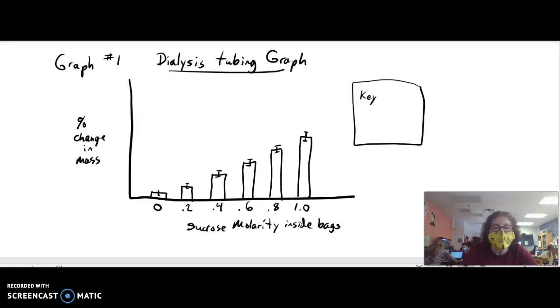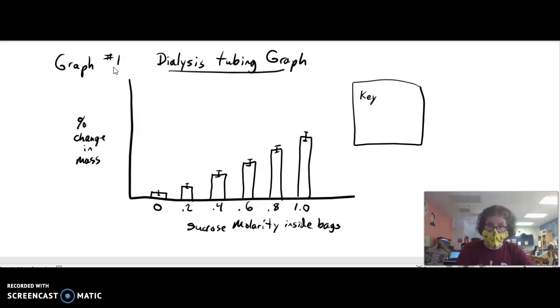Hi, this is Mrs. Murdock, and this is a post-lab discussion for the diffusion lab for AP Biology. So there were two graphs that come out of that lab that you're working on in class. Graph number 1 is from the dialysis tubing, where you put different sucrose solutions into dialysis tubes and then soak them in water for 30 minutes, and then you got percent change in mass for each bag from that.